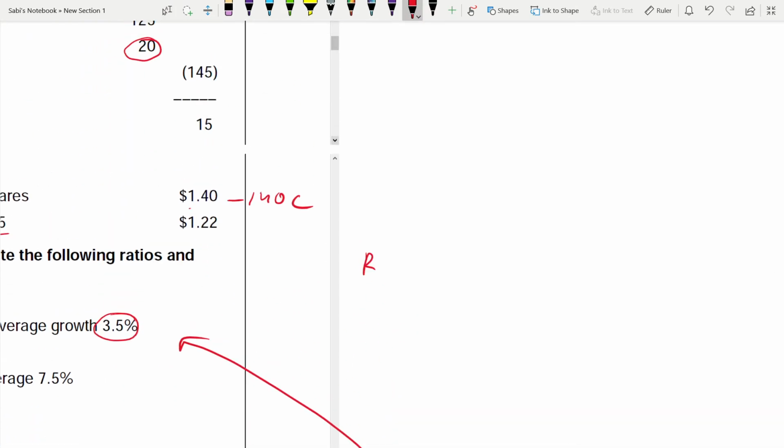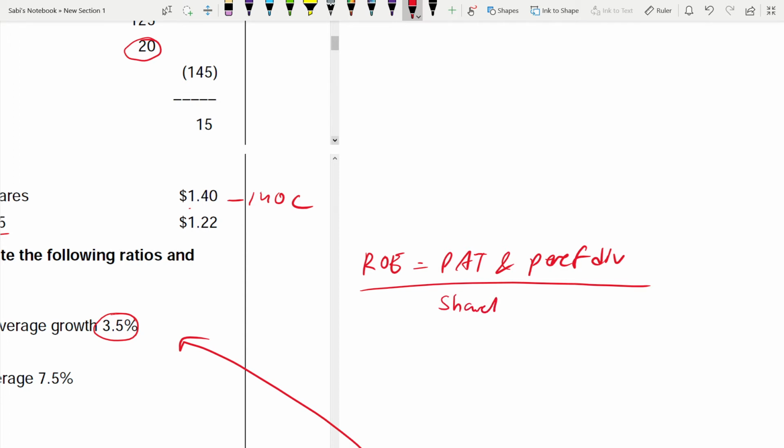So ROE. What is the formula for ROE? PAT and preference dividend. Profit after tax, because return on equity to equity holders is always after tax. Then shareholders fund. That means we are not taking long-term debt.